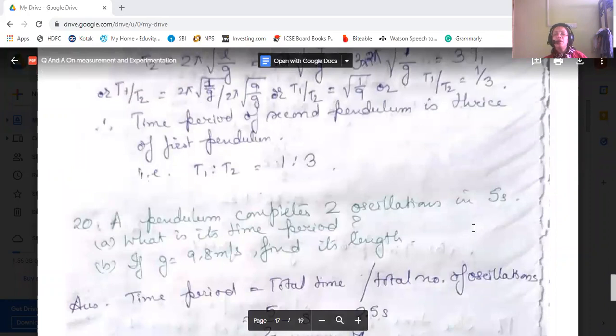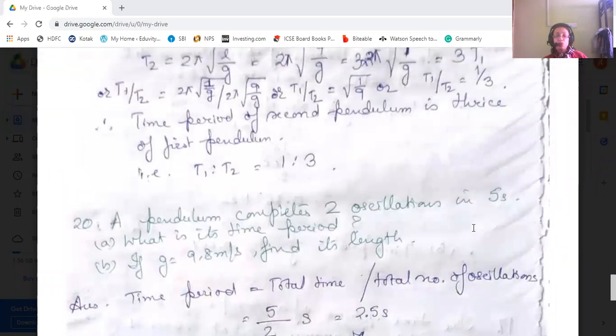Next is, a pendulum completes 2 oscillations in 5 seconds. What is its time period?